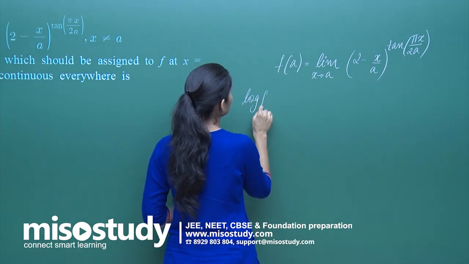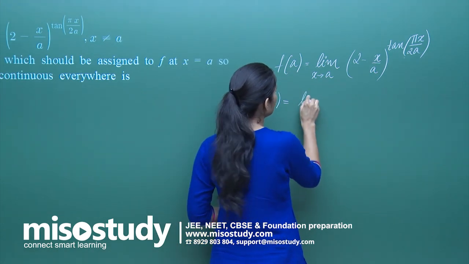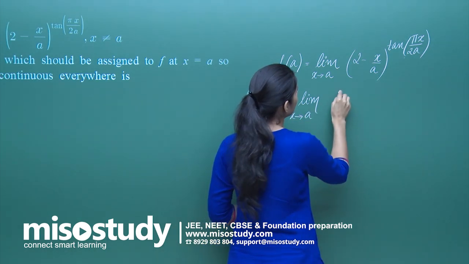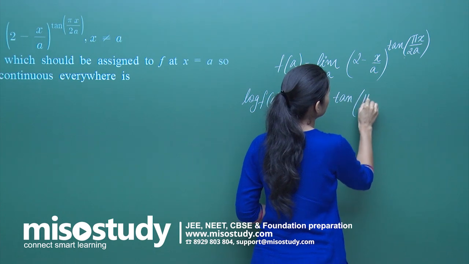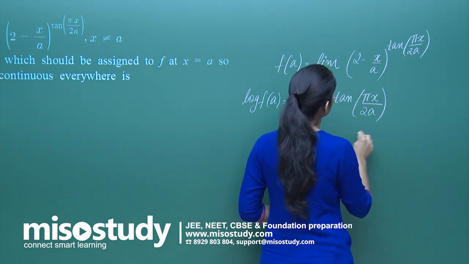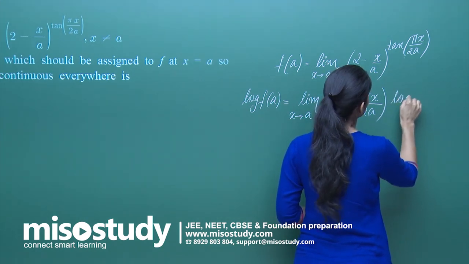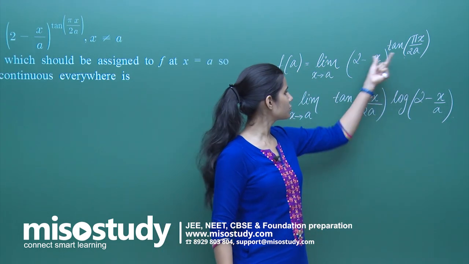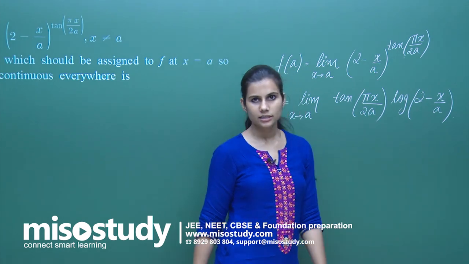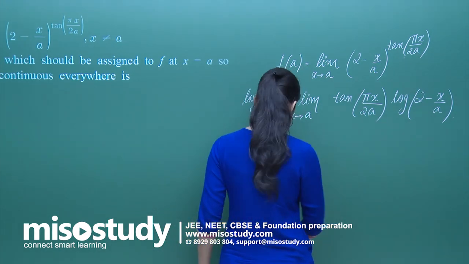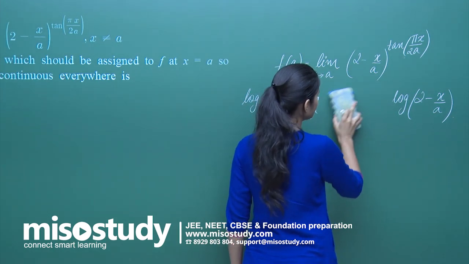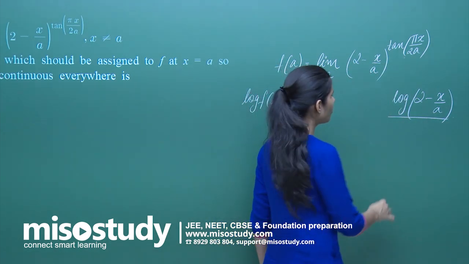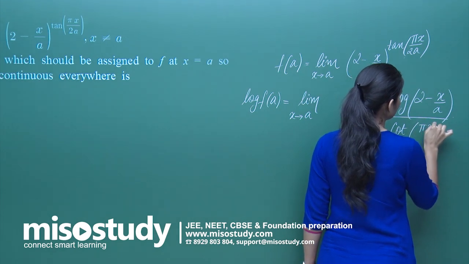I am going to get log of f of a equals, now, log is a continuous function, so log of the limit is limit of the log. Limit x tends to a, this is tan of pi x by 2a into log of 2 minus x by a. Right? So, the power is going to come ahead of log. This is the power, log of this. Fine. Now, you can see over here, if I just get rid of this tan and I instead write it as tan is nothing but 1 upon cot, so I can write tan as 1 upon cot of pi x by 2a.